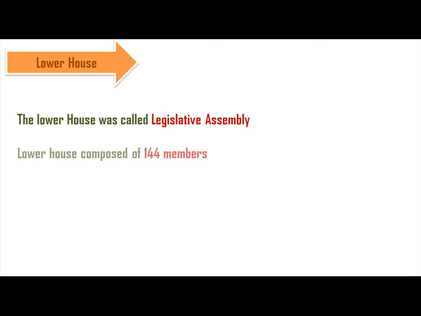Now moving on to the lower house. The lower house was also called the Legislative Assembly, and the total number of members in this lower house is 144, and out of 144 members, 104 members were elected directly. The present day lower house is called the Lok Sabha at the center level. But remember, Legislative Assembly is the word that we use at the state level, not at the center level. So don't get confused here.